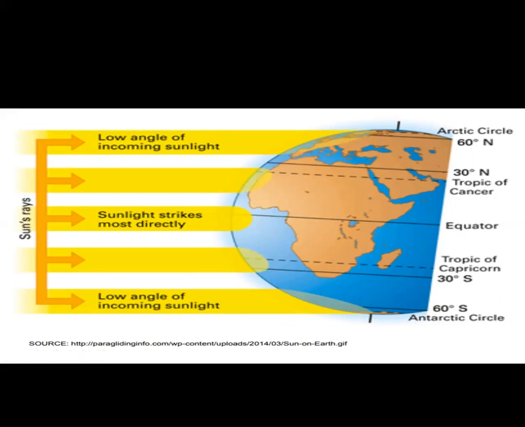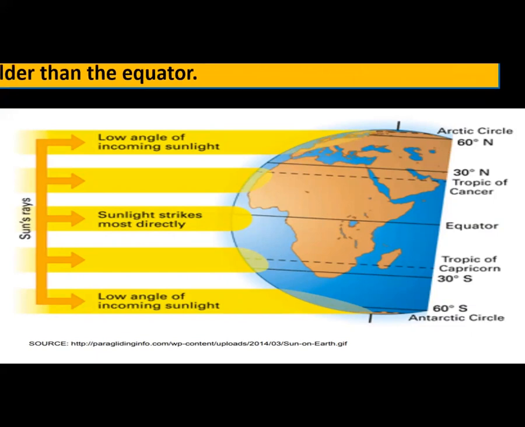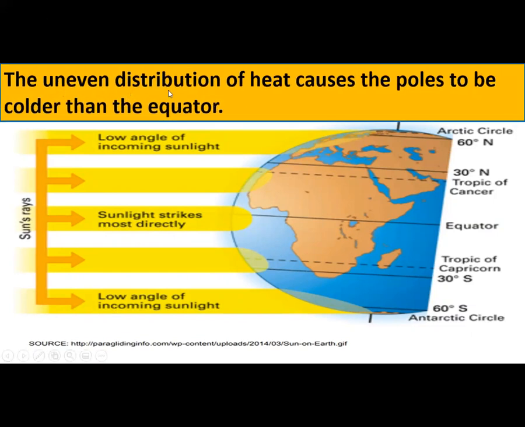And the reason why that is happening is because of the uneven heating that results from the spreading or focusing of light. Here it's directly focused, so it's hot. Here it is more spread, it's cooler. Here the sunlight is so spread that it is very cold. And that is what we mean by the uneven distribution of heat. And this causes the poles to be colder than the equator.